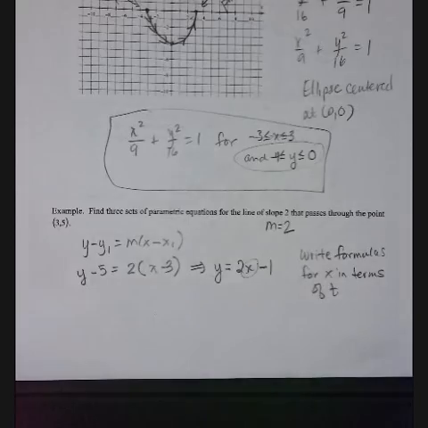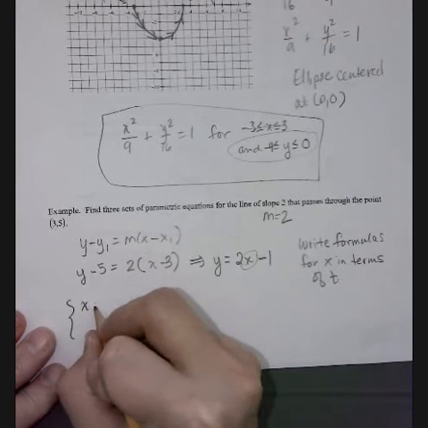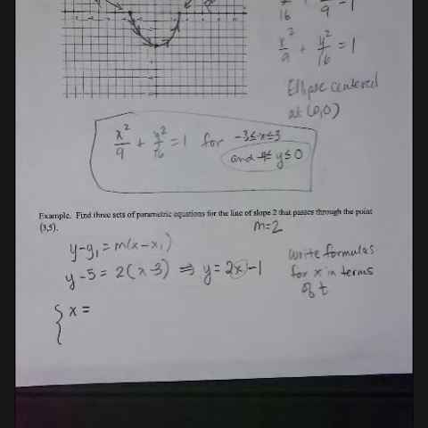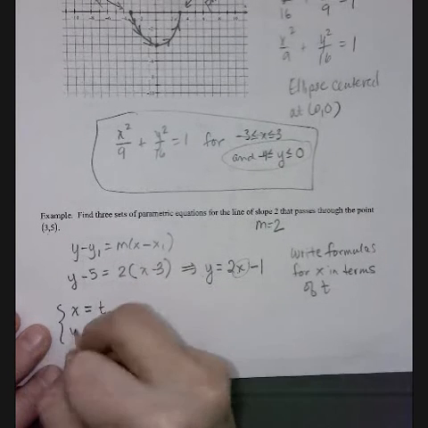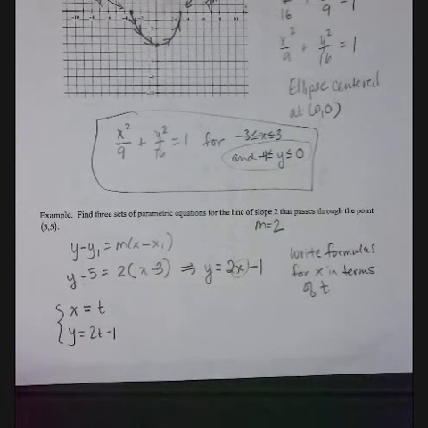So my first one here, the easiest thing is just to let x equal t. And then y will be 2t minus 1. That would be one set. Okay, so there's answer 1.